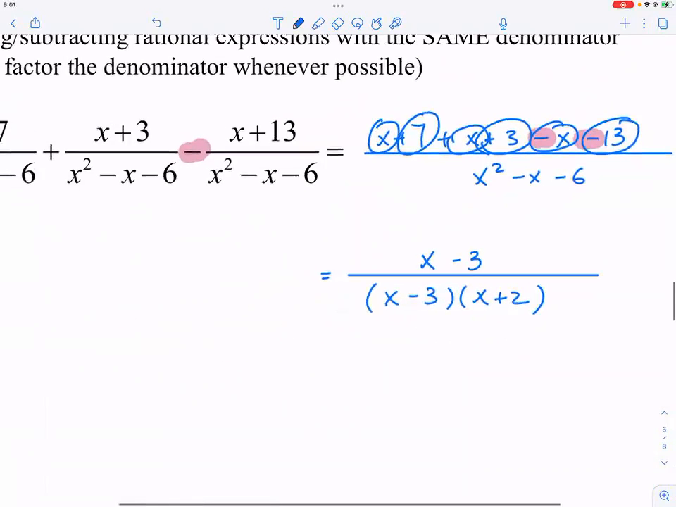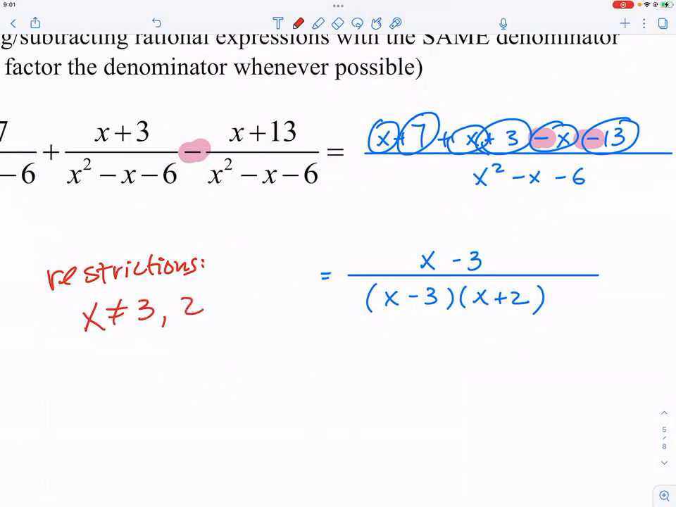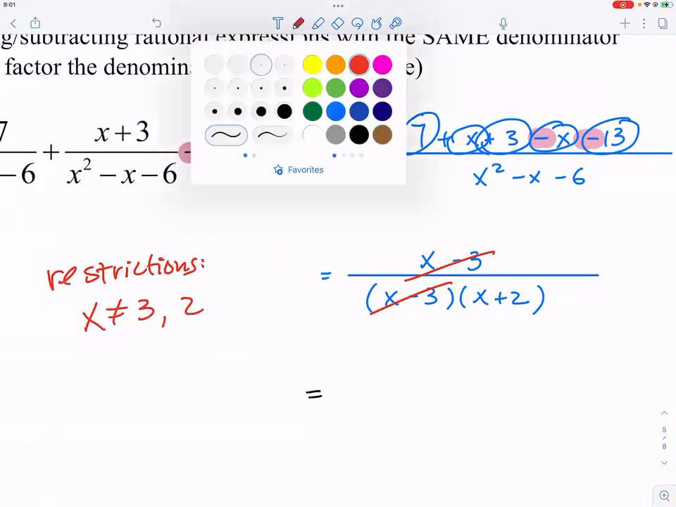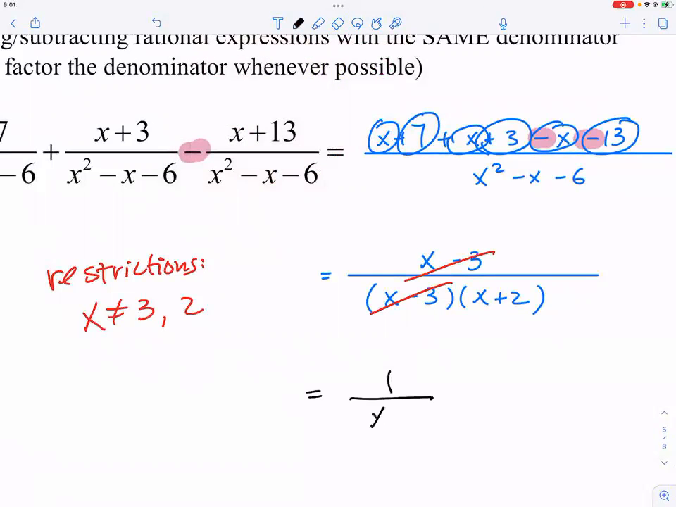So now let's take a moment to write down our restrictions. And our restrictions are x cannot be 3, and x cannot be -2. Okay, and now, after we are done with the restrictions, we can cancel out the terms. X minus 3, they look exactly the same. So we are left with 1 over x plus 2.